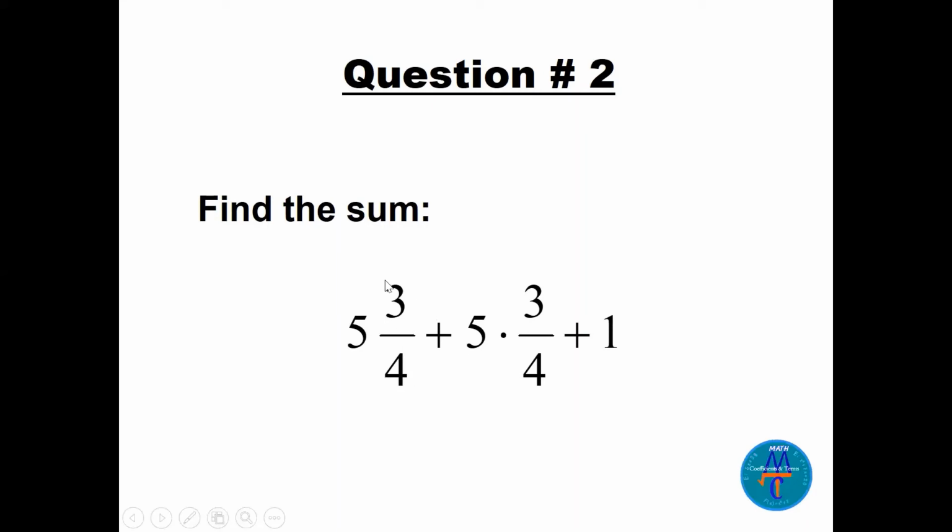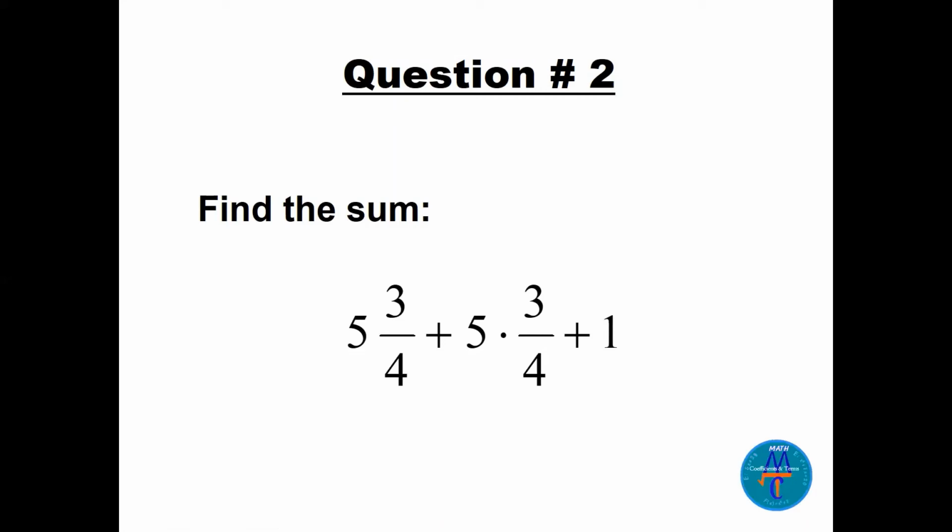That's one number, a mixed number, an improper fraction. This one here, 5 times 3 over 4. See, 5 we multiply by the fraction. And the first one is not multiplication. It's 5 and 3/4, 3 over 4, plus 1 here. Take a minute, please, and try to find the answer, the sum.